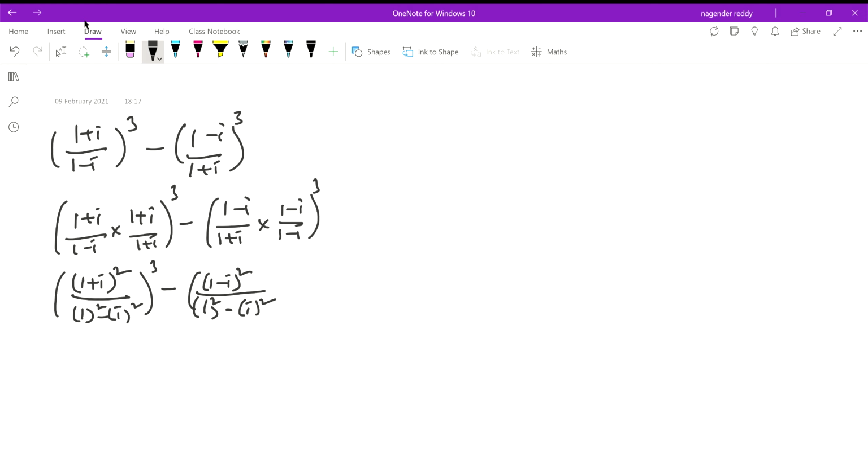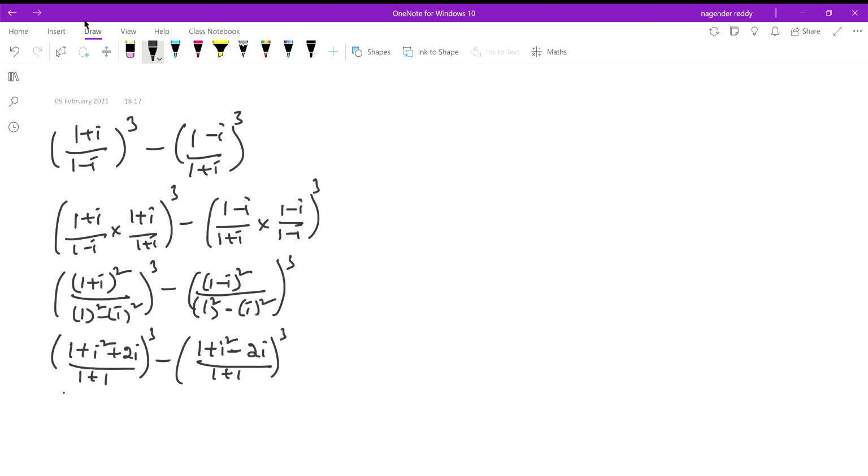(1 + i square) whole cube. We know that (a + b) whole square is a square plus b square plus 2ab, so we get (1 square + 1 whole cube) minus (a square + b square minus 2ab), by (1 + 1 whole cube), because i square gives you minus 1, but minus i square gives you plus 1, don't forget it. So 1 plus i square is always 0. Wherever you see this 1 plus i square, definitely put 0. No need to expand, because i square is minus 1, and 1 minus 1 is 0.